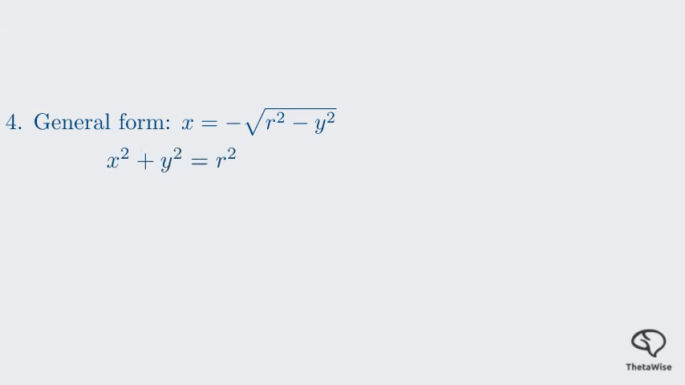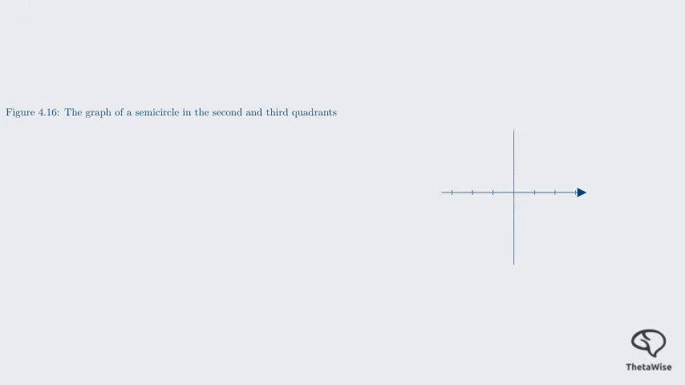The original equation has a negative square root. This means the value of x must always be 0 or negative. It cannot be positive. This restriction forces the graph to be on the left-hand side of the coordinate plane. Figure 4.16 confirms this. It shows a semicircle in the second and third quadrants, opening to the left.